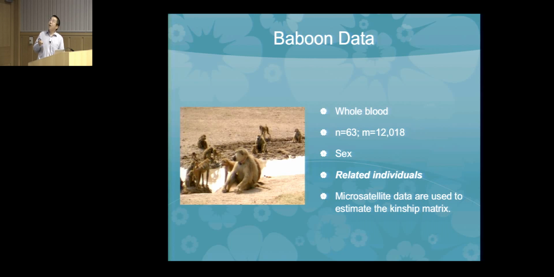A feature of this particular data is that it contains related individuals. In fact, the 63 individuals are collected from relatively large pedigrees, so they are more or less related to each other. To estimate this relatedness, the kinship matrix K, we use the microsatellite data collected on this baboon population, so we can plug in the K matrix and run our macro analysis.